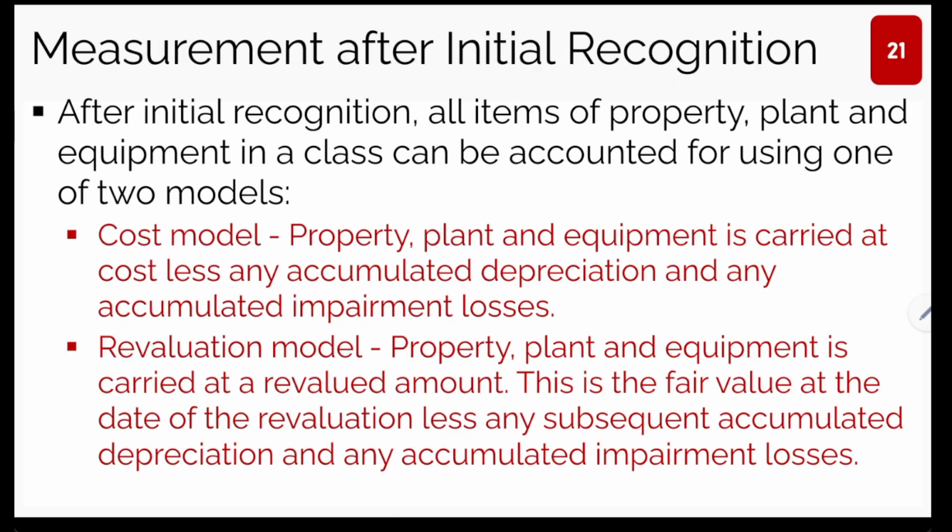Measurement after initial recognition. So after the first measurement or initial recognition, what do we do next? In subsequent years, year 2, year 3, year 4, what do we do? So we have a choice. We could either use a cost model or we use a revaluation model. Now, if you choose to use the cost model, what it means is that we have to determine the cost of an asset less the accumulated depreciation and accumulated impairment. Now, if we're going to be using the revaluation model, what we do is we carry a revalued amount, the fair value at the date of valuation less any subsequent accumulated depreciation and any accumulated impairment loss, right?